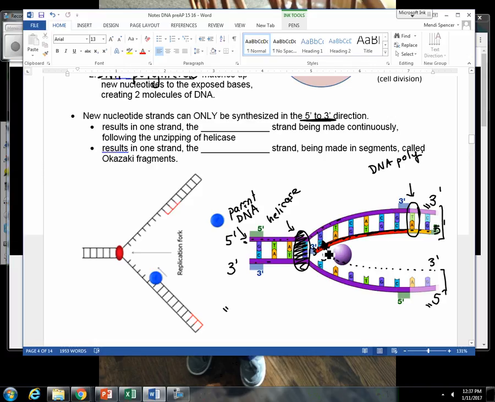Now, some other terms that you need to know. This area right here where it opens up, I'm going to redraw down here. This area is called the fork, or sometimes the replication fork. You can see it labeled for you on this diagram right there. So we say that DNA polymerase, when it's replicating DNA, is moving towards the replication fork. Now, let's go back to helicase here. You can probably figure out that helicase would be moving in this direction, breaking apart the hydrogen bonds between these bases.